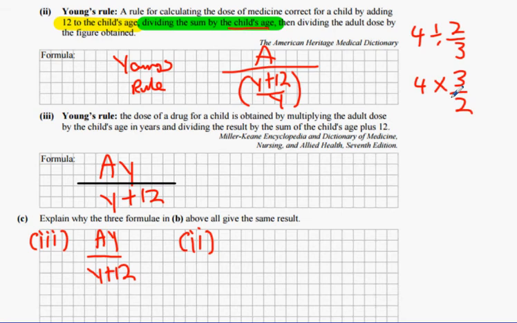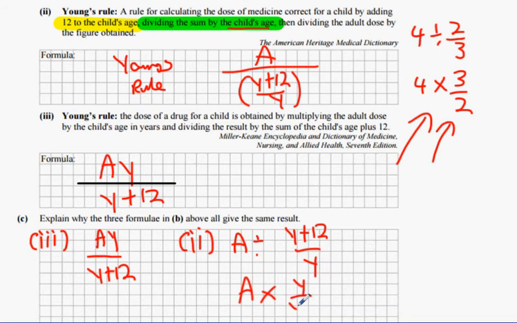So this is first year fractions, okay? And change it from division to a multiplication. I suggest we do the same thing. See this part here? That can be rewritten as this: A divided by Y plus 12, all over Y. We then use the trick we learned in first year. So we go A multiplied by Y over Y plus 12.